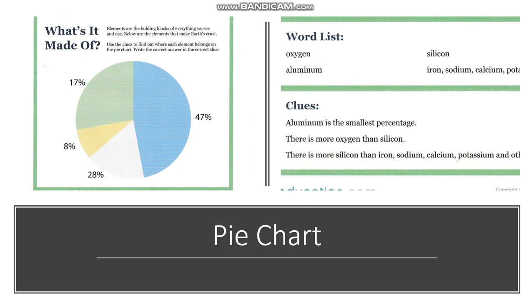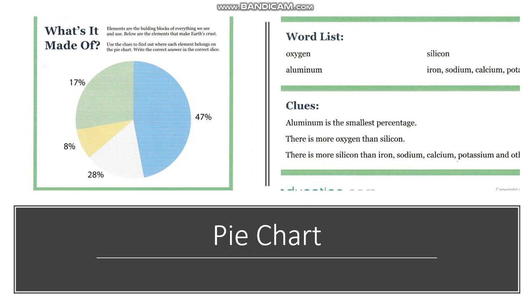Here's an example of a pie chart. This is a type of chart that helps us to understand what we are reading. Charts and graphs are visual representations of information that show the relationship between two or more things. Charts and graphs are quick and easy to read. Let's look at our pie chart here, for example.